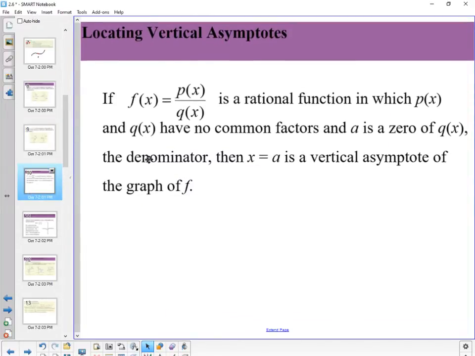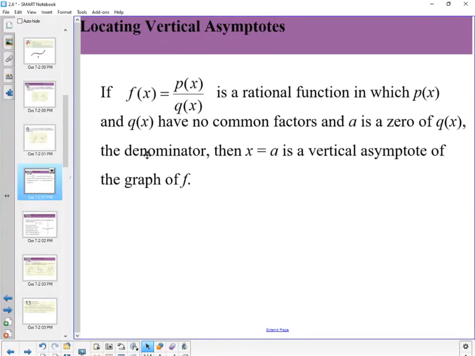Let's see here. Locating vertical asymptotes. This you definitely want. If p of x over q of x is a rational function in which p of x and q of x have no common factors, and a is a zero of q of x, the denominator, then x equals a is a vertical asymptote. So in simple words, you guys ready for the English translation? I feel like I have to give you a little visual.